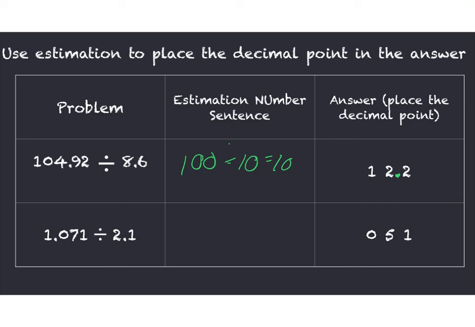71,000 divided by 2 1/10. I would think about this one as 1 divided by 2. 1 divided by 2 is 1/2 or 0.5. So my answer should be pretty close to 5/10.